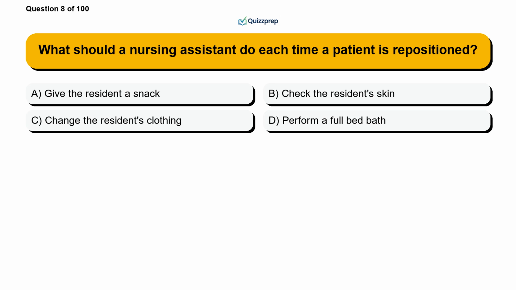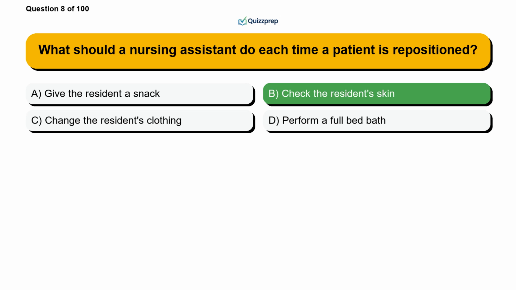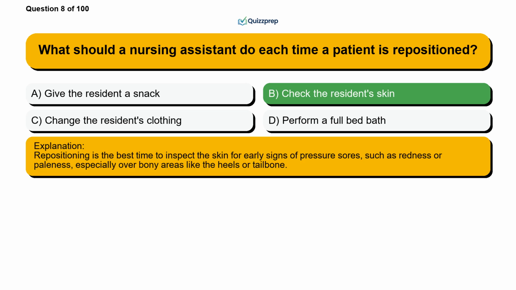Option A, give the resident a snack. Option B, check the resident's skin. Option C, change the resident's clothing. Option D, perform a full bed bath. The correct answer is option B, check the resident's skin. Repositioning is the best time to inspect the skin for early signs of pressure sores, such as redness or paleness, especially over bony areas like the heels or tailbone.